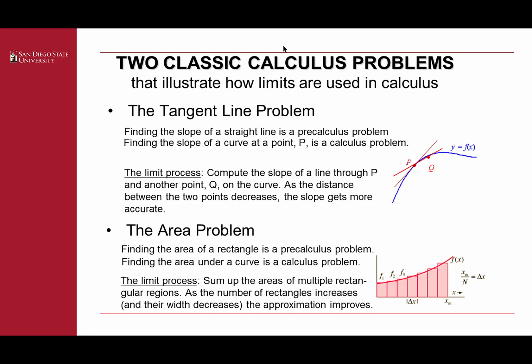There are two very classic calculus problems. These illustrate how the concept of limit is used in the calculus. The first one is the tangent line problem. Finding the slope of a straight line is a more basic pre-calculus problem, but finding the slope of a curve at a given point, P, is a more complex calculus problem.